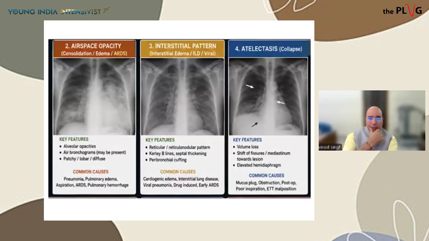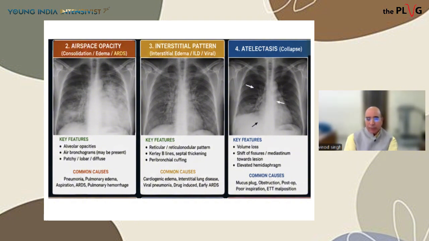Look at the types of lesion you can see in the X-ray. One type we have already discussed is the airspace opacity. Mostly it is pneumonia, and sometimes ARDS also, pulmonary edema also. You can see the key features are alveolar opacity, air bronchogram, and patchy or lobar opacity, and common causes are pneumonia, pulmonary edema, ARDS type of things. Interstitial pattern: the key features are reticular, reticulonodular, nodular pattern. You can see mostly it is interstitial lesions. And you can also see sometimes the Kerley B lines, peribronchial cuffing.